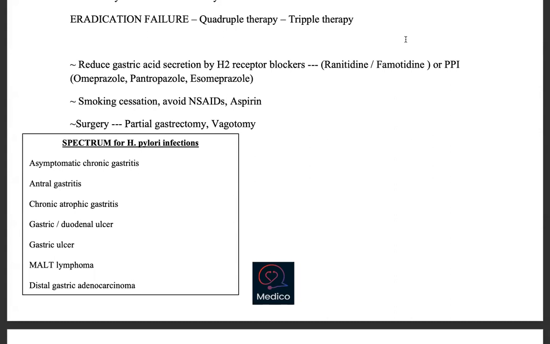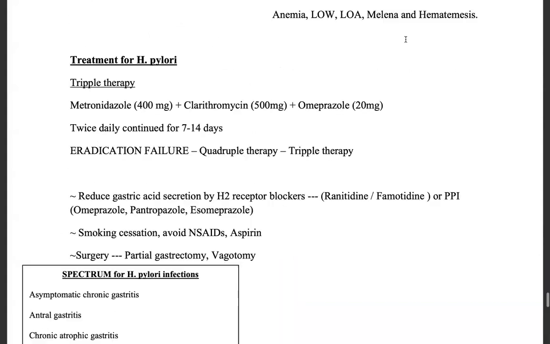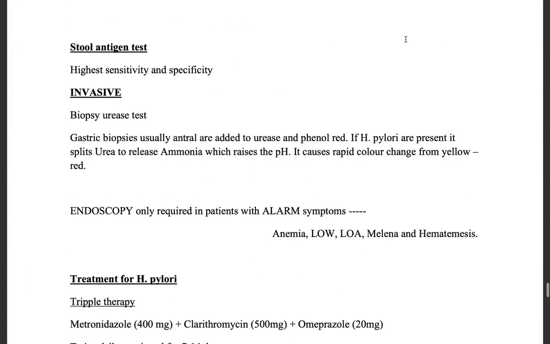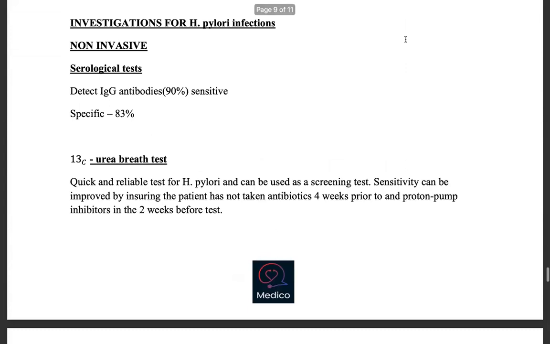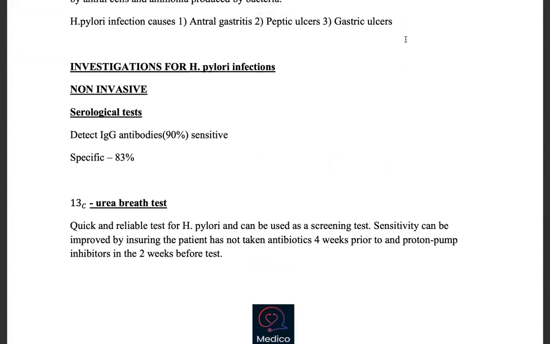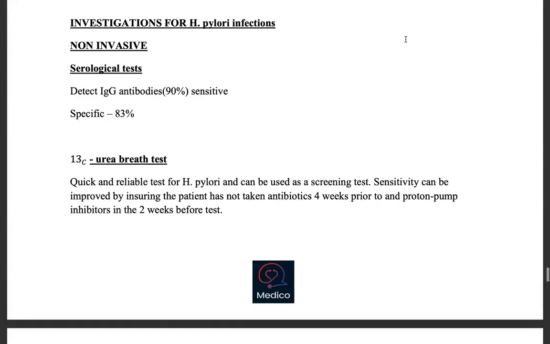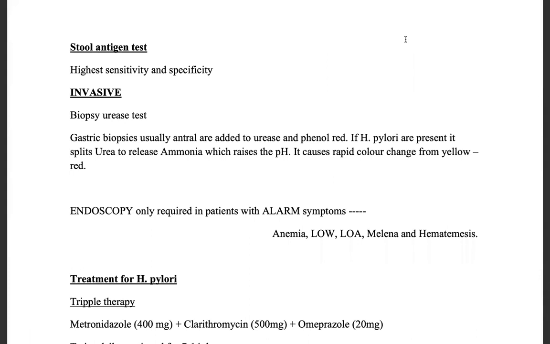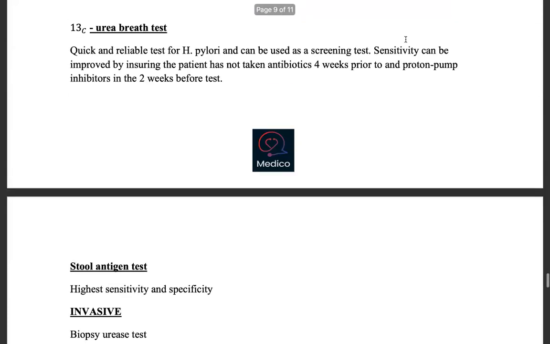So guys, that's all for Helicobacter pylori infection. Remember the management is triple therapy, where you combine metronidazole with clarithromycin plus omeprazole, and there are non-invasive tests, which include the serological test, the carbon-13 urea breath test, the stool antigen test, and also the biopsy urease test.